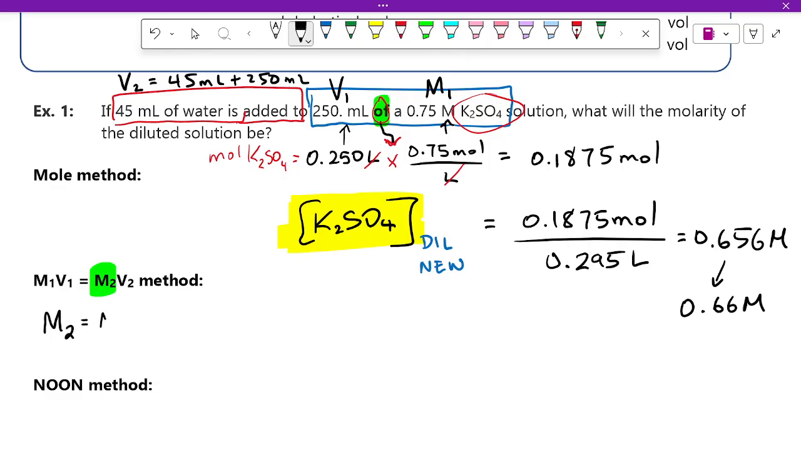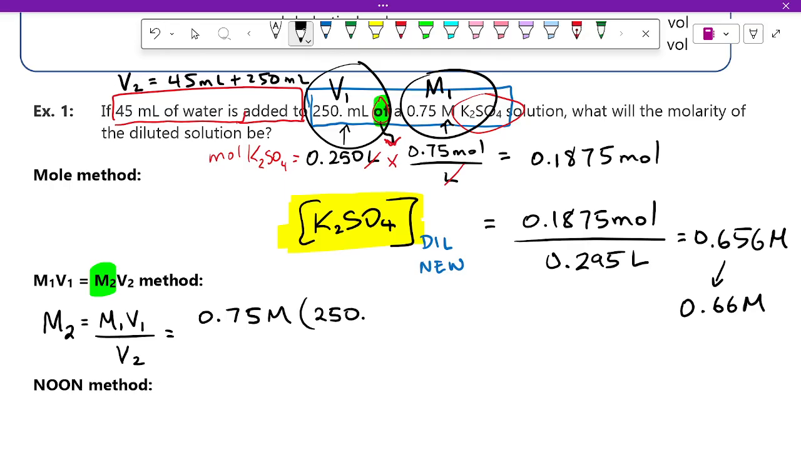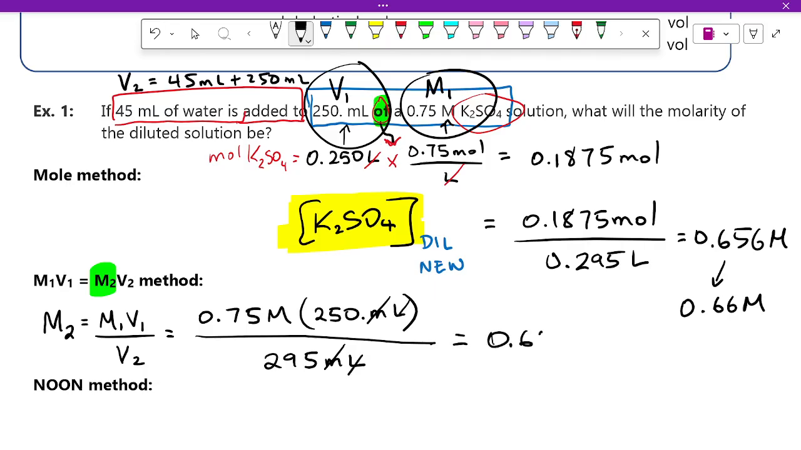M2 is equal to M1 V1 over V2. M1 is 0.75 molar. V1 is 250 milliliters. V2 is 295 milliliters. Do you see why we don't need to change out of milliliters? Because the milli cancels with the milli. Okay, and we get 0.66 molar.